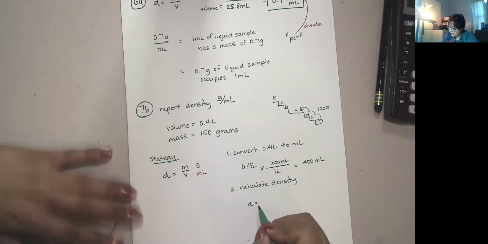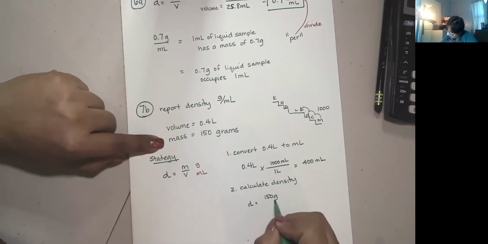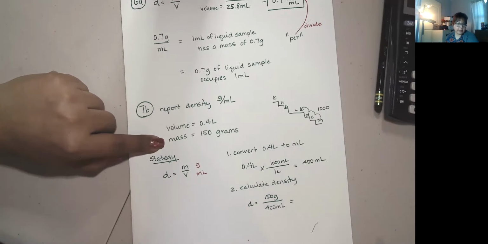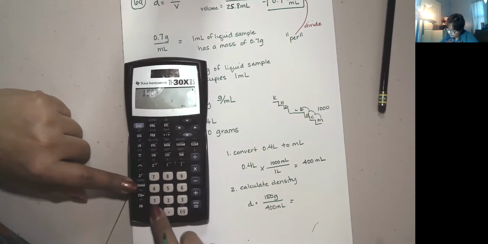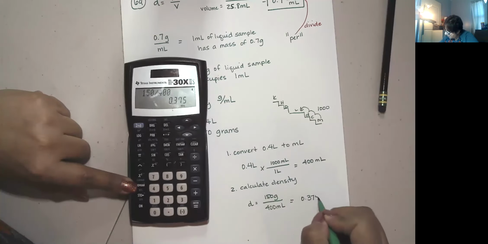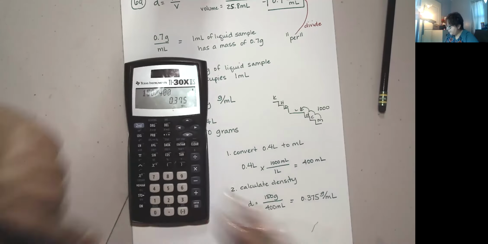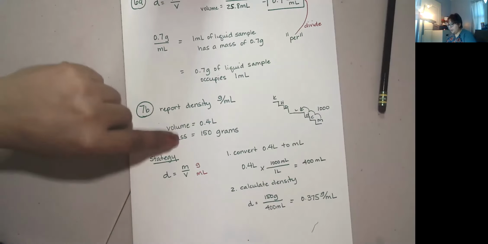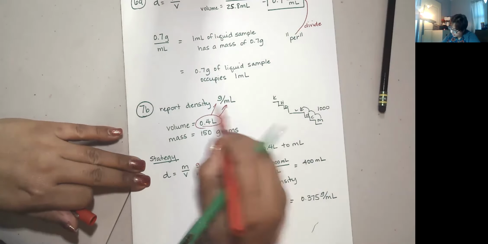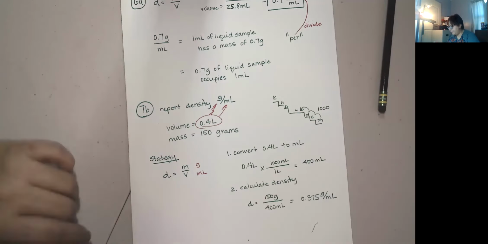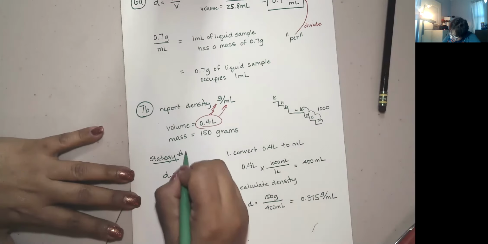Once you do the conversion, now you can calculate the density. Density is equal to the given mass amount of 150 grams over what we calculated in milliliters. That is going to give us an answer of 150 divided by 400, which is 0.375 grams per mL. So that's one strategy: convert into milliliters first. That's strategy number one.